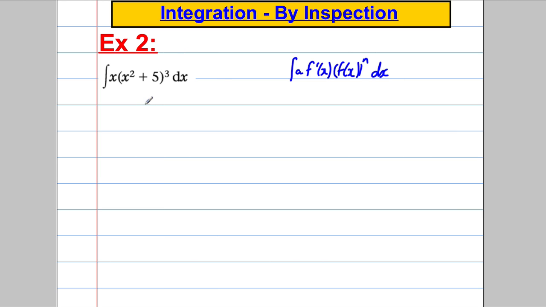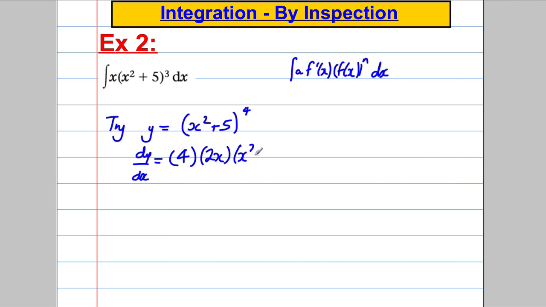So what I'm going to do is I'm going to try y is equal to x squared add 5 to one higher power, to the power of 4 as my answer. The reason to the power of 4 is because I know when I differentiate this, it would leave this, but with a power of 3. So what would dy by dx be in that case? Well, you multiply by the power, which is 4, you differentiate inside the brackets, which would give me 2x, you keep the bracket as it is, x squared add 5 cubed. So dy by dx, therefore, would be equal to 8x, x squared add 5 to the power of 3.